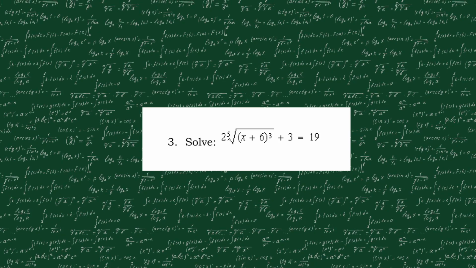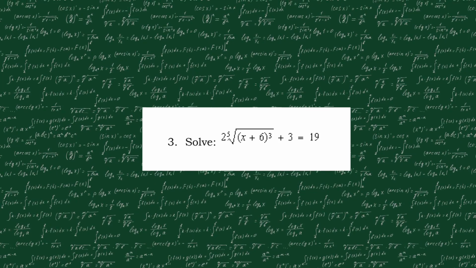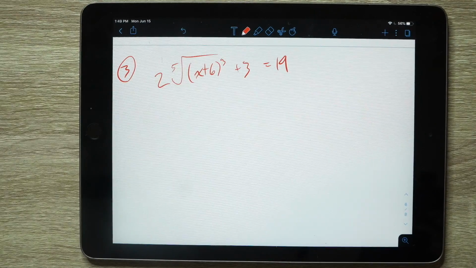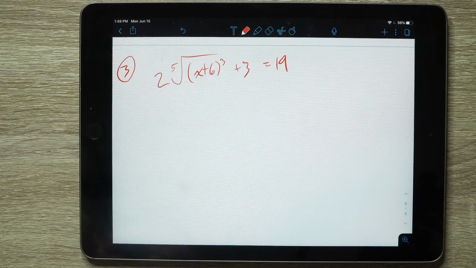Let's do number 3 as well. That's a good question. So how would we start approaching this question here? What would you do first? Do x plus 6 to the third and simplify that out.